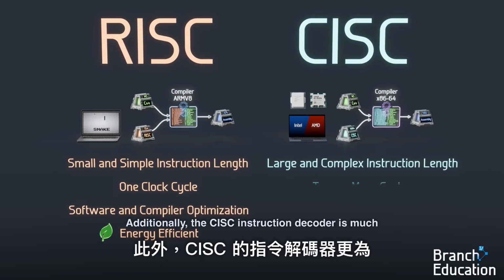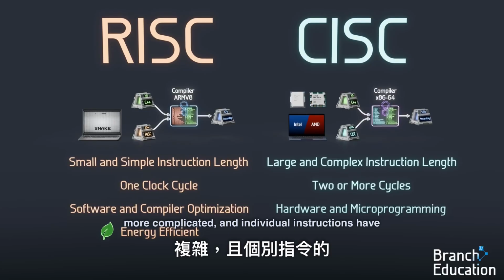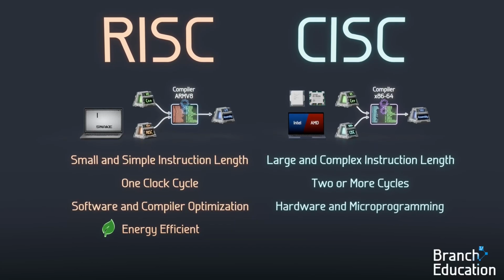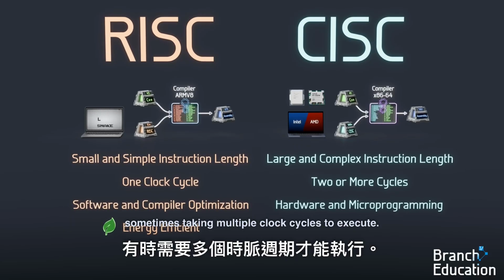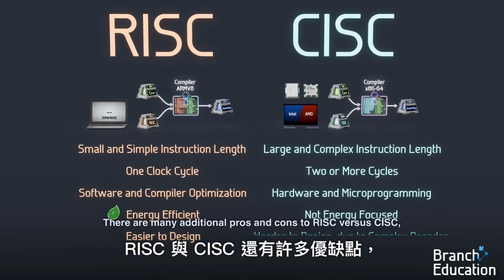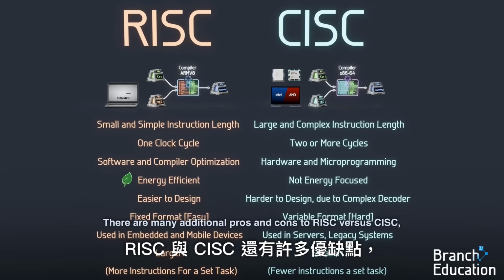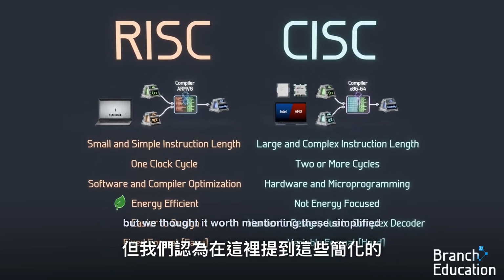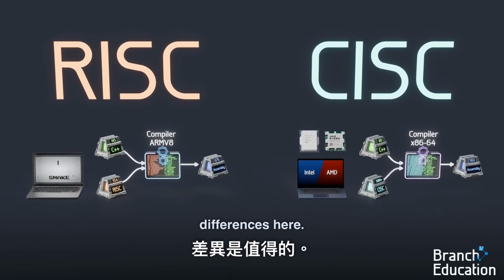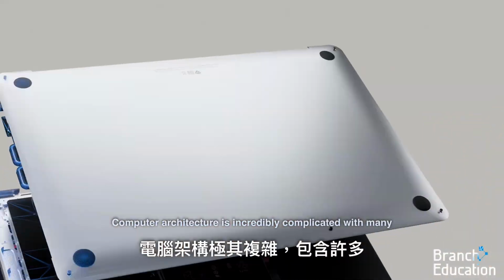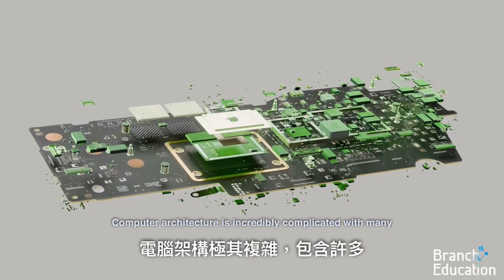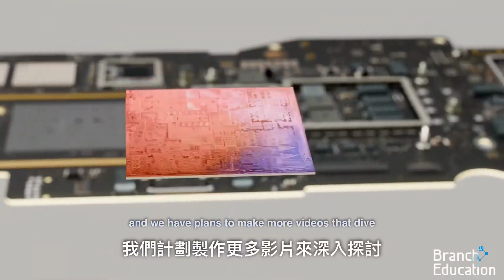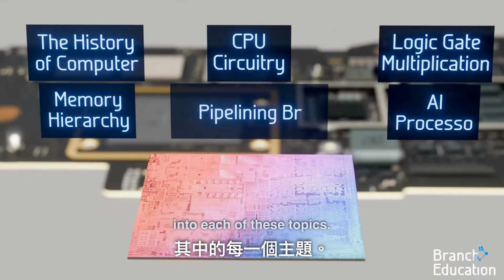Additionally, the CISC instruction decoder is much more complicated, and individual instructions have a variable execution rate, sometimes taking multiple clock cycles to execute. There are many additional pros and cons to RISC versus CISC, which we'll save for yet another video, but we thought it worth mentioning these simplified differences here. Computer architecture is incredibly complicated, with many different facets and layers of complexity, and we have plans to make more videos that dive into each of these topics.